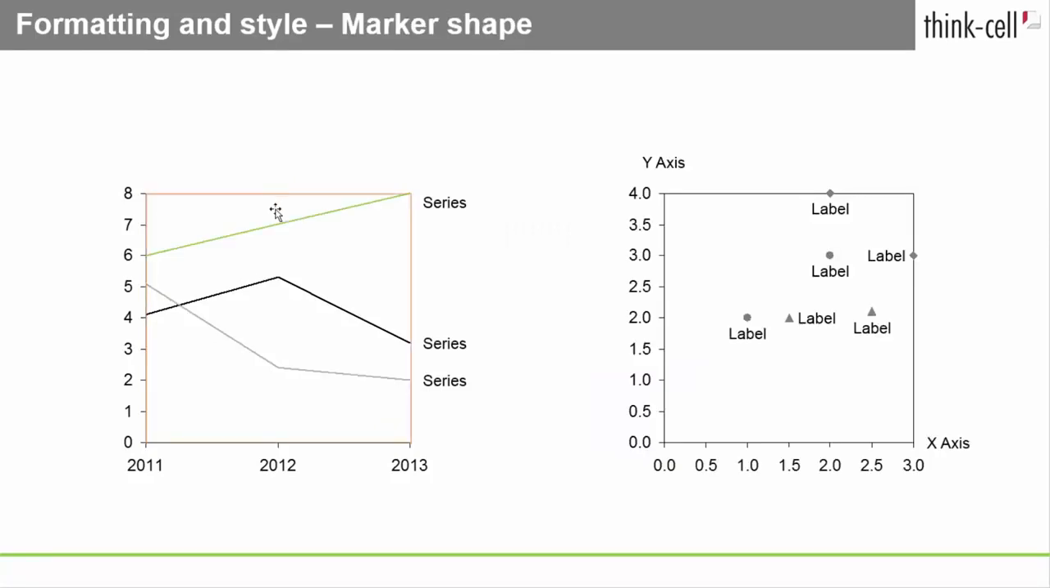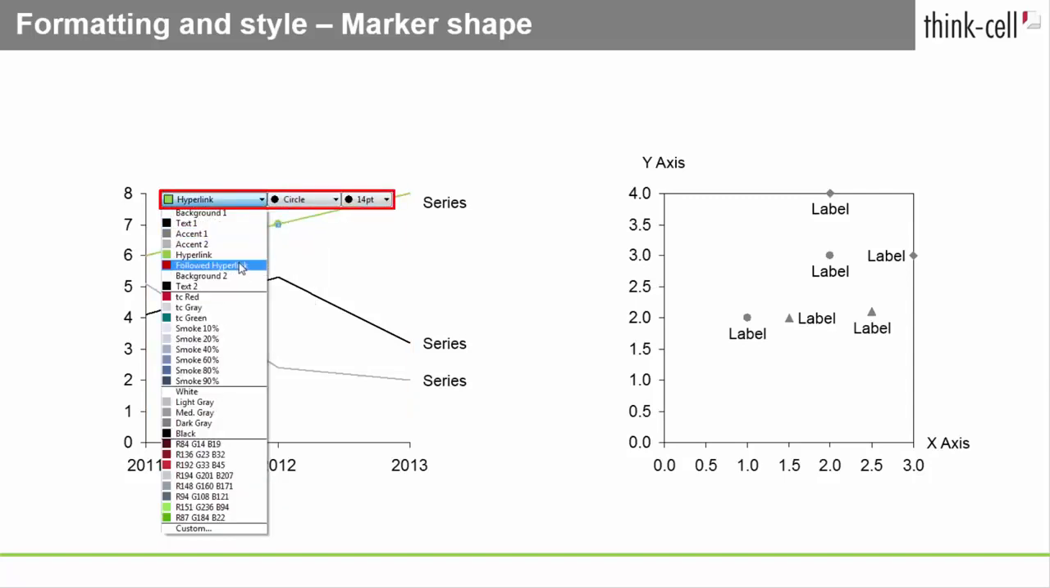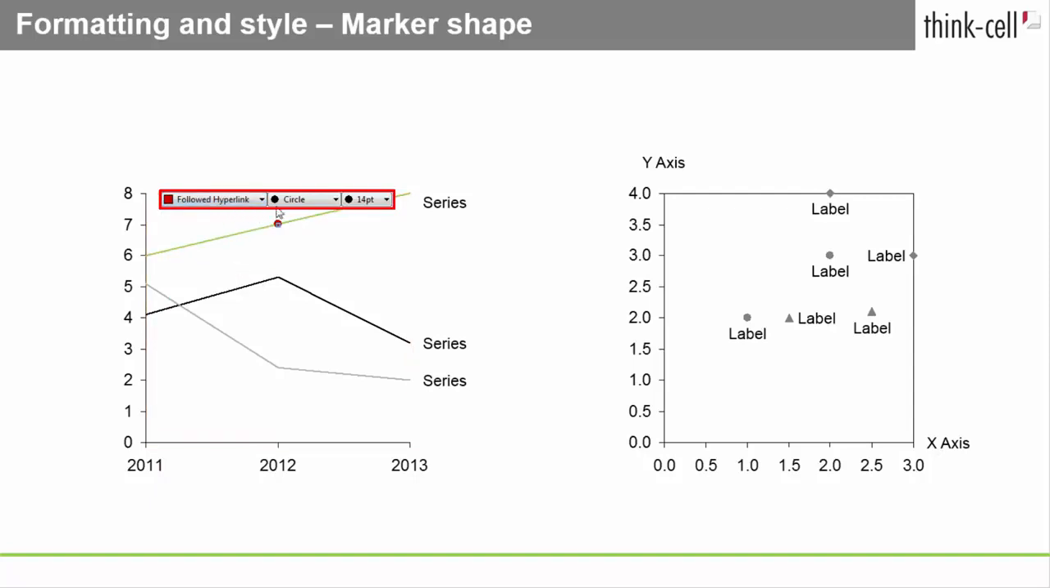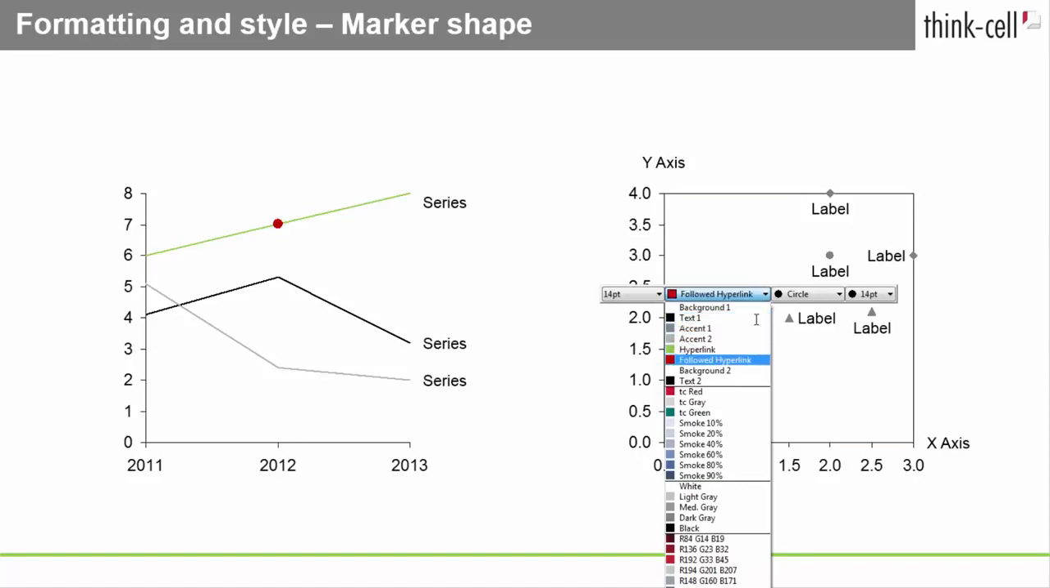To add a marker to a specific data point in your line chart, click that data point and select a shape from the Marker Shape control. You'll then find two other controls in the floating toolbar to change the marker color and marker size. Of course, all this also works in a scatter chart.